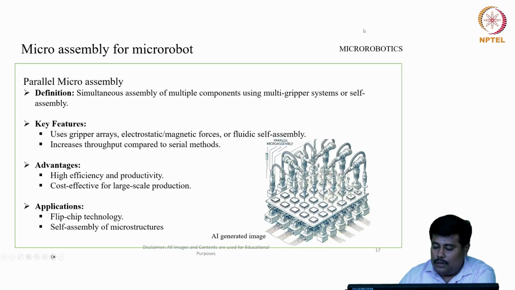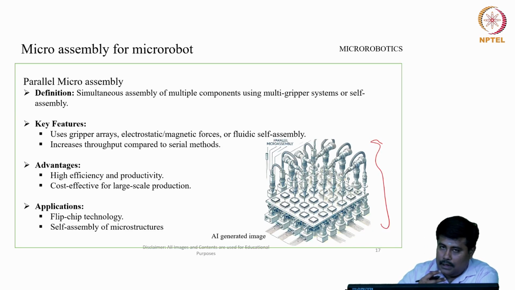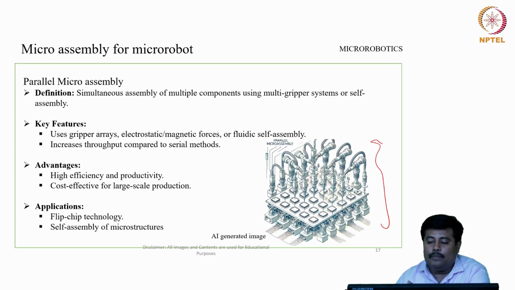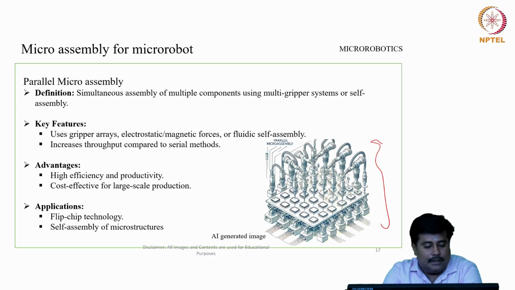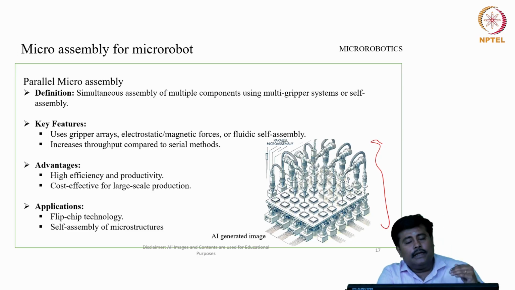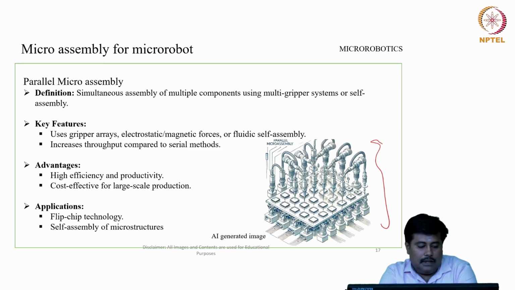Now let us discuss parallel micro assembly. This is the overall schematic of parallel micro assembly, where the overall assembly is done simultaneously, with simultaneous assembly of multiple components using a multi-gripper system or self assembly. Some of the key features of these systems are that they use a gripper array, either electrostatic or magnetic force or fluidic self assembly systems, and it has an increased throughput compared to the serial method.